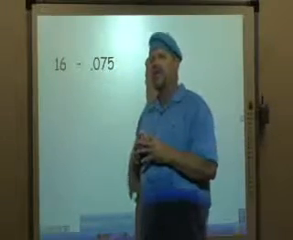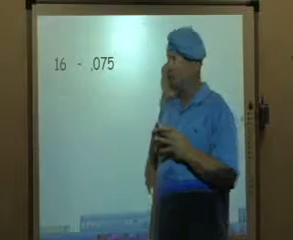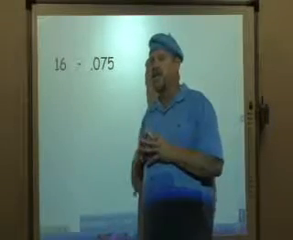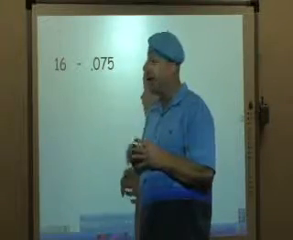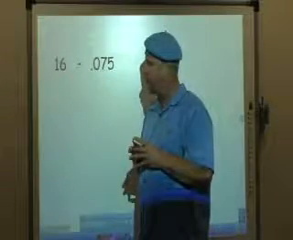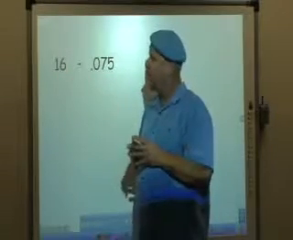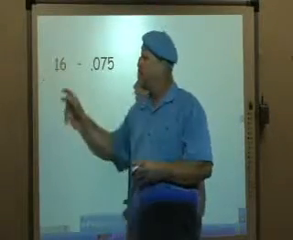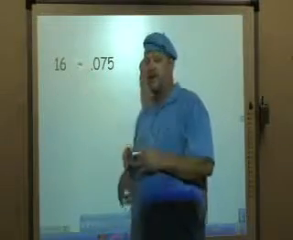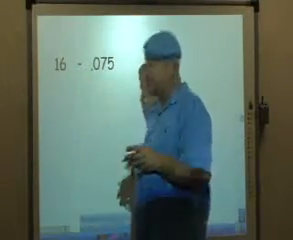What do you call a number that doesn't have a decimal? It's called a whole number. Where does the decimal go? If you can't find it, you put it behind it. If this were a dollar amount, I'd put a dollar sign here, 16.00. That's what we're going to do, is subtract it.